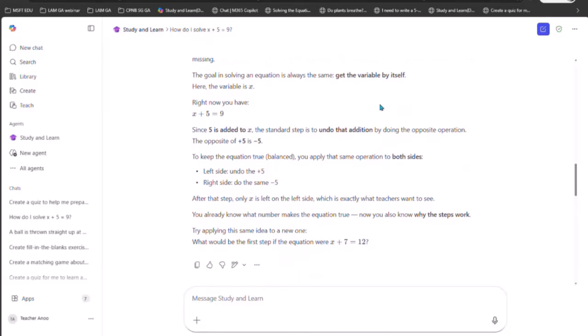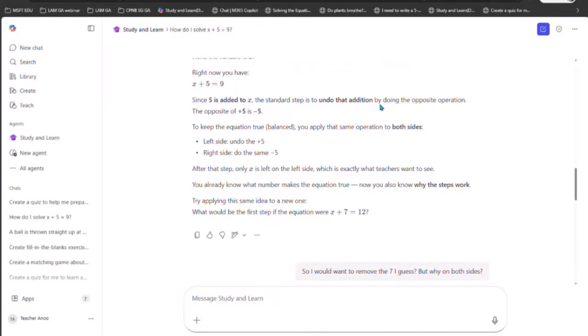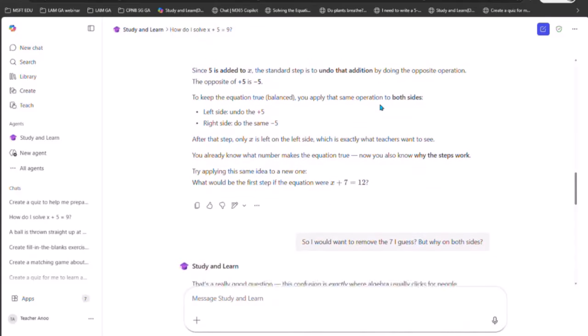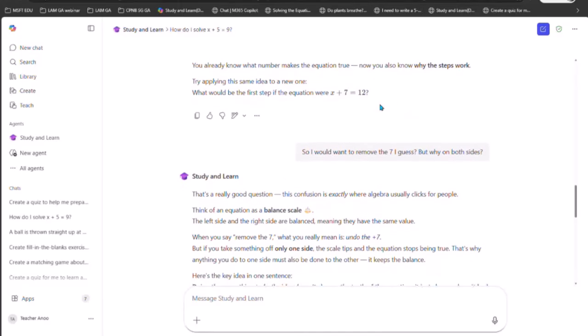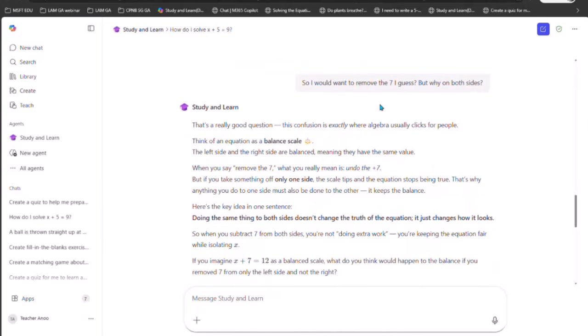Well, the goal is to get a variable by itself. You need a repeatable process that will work for any equation. And then it explains the concept of keeping the equation balanced as you solve for it. And then instead of just asking me to go back to the same problem I was solving, because I'm sure I can probably figure that out because I already figured out x is equal to 4, it gives me a similar, different problem. Similar but different. And so I go, oh, x plus 7 is equal to 12. I would remove the 7 on both sides, but why am I doing this on both sides?